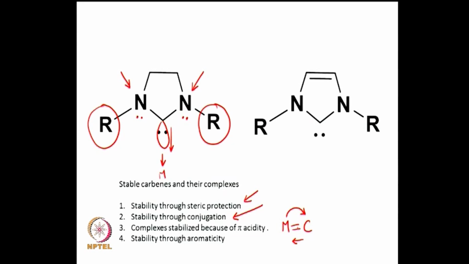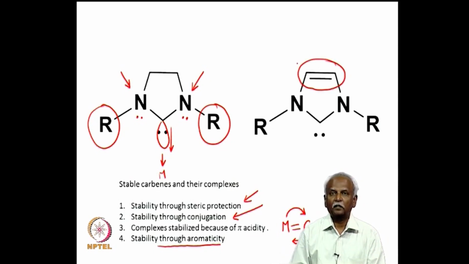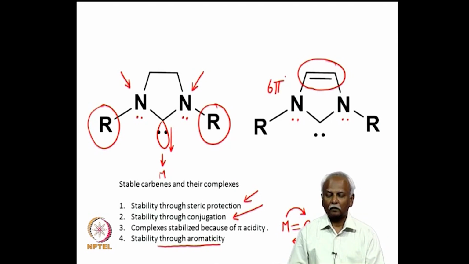We also encountered in the lecture on heterocyclic carbenes the fact that there can be stabilization through aromaticity. This stabilization comes about because if you have an extra pair of electrons as in a pi system, which is in resonance with the two lone pairs on the nitrogen, then you have a total of 6 pi electrons, and these 6 pi electrons lead to an aromatic ring system, and it stabilizes the carbene to a great degree.